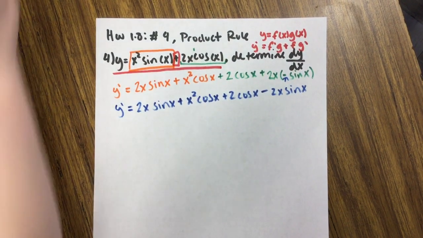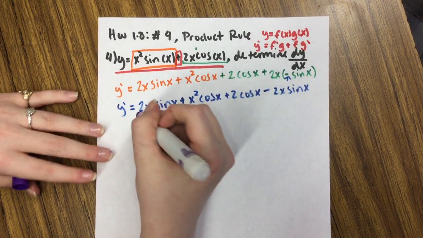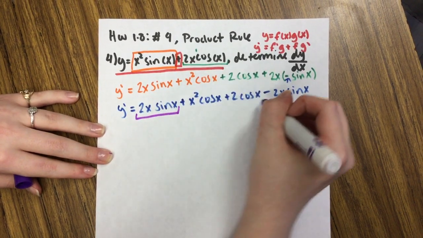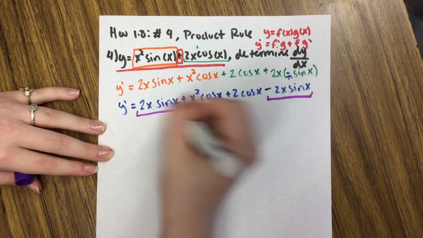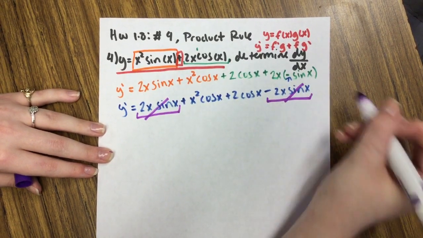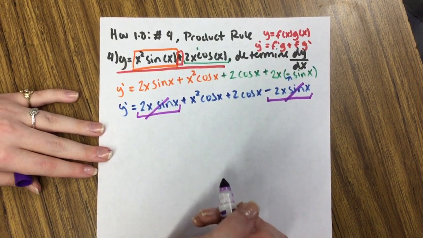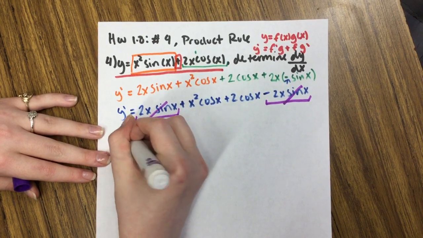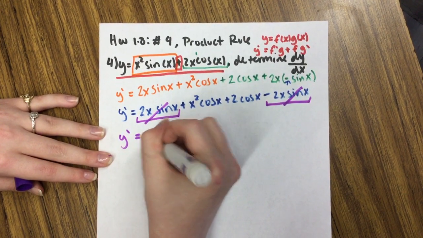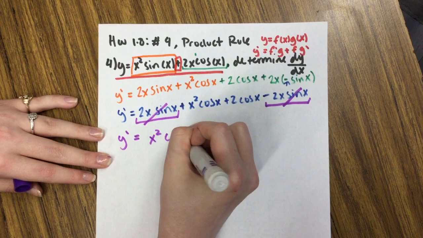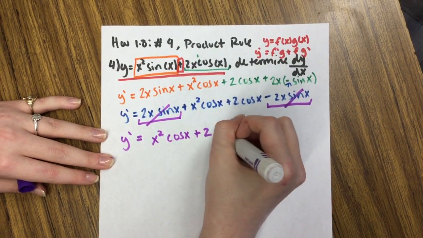Now something that you can notice here is we have positive 2x sine of x and a negative 2x sine of x. Those two will go away because 2x sine of x minus 2x sine of x is equal to 0. And then you have y prime equals x squared cosine of x plus 2 cosine of x.